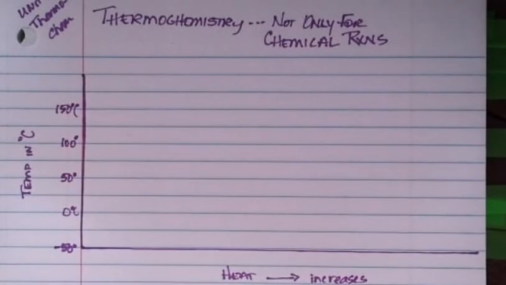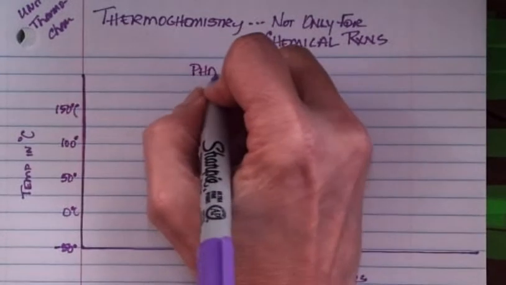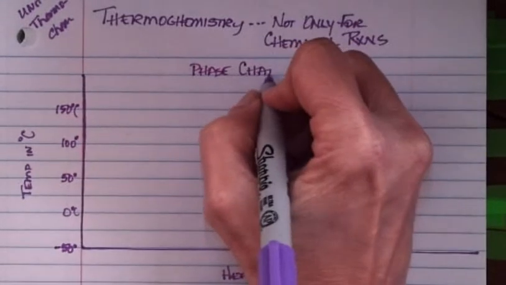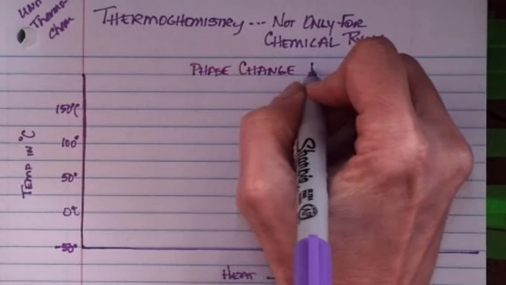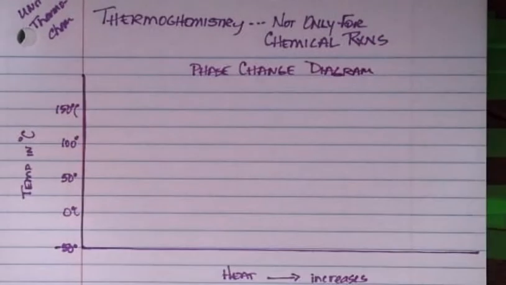But what we're going to do is basically look at water. So this is called a phase diagram. And every substance has its own phase diagram. So a phase change diagram, or change of state, but it's typically called a phase change diagram.